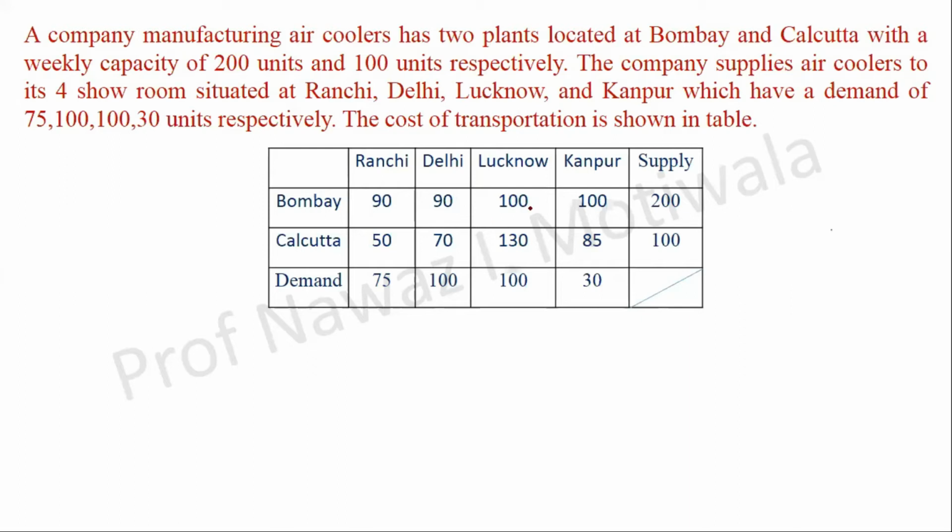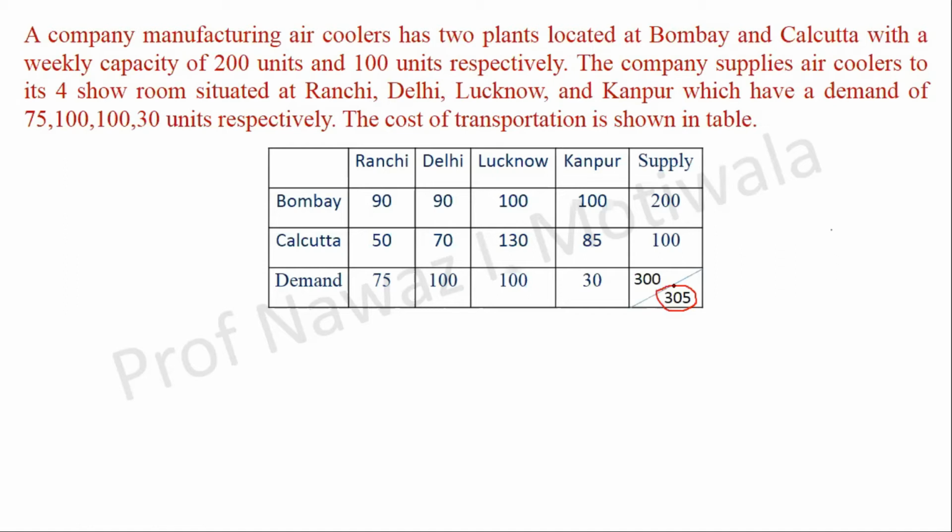So here you can see the supply. If I add the supply part, it is 300. And if I add the demand side, it will be 75 plus 100 plus 100 plus 30. So I will get the answer as 305. So here we can say that it is not a balanced transportation problem because the supply and demand are not equal. There is a hike in the demand by 5 units, or you can say there is a lack of supply by 5 units. So what we need to do?